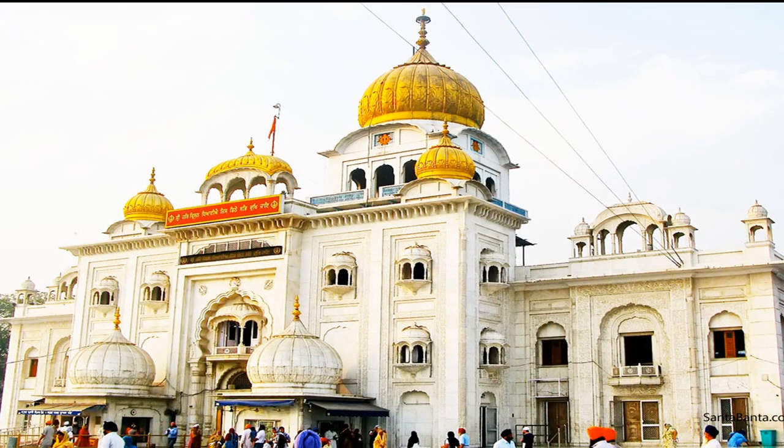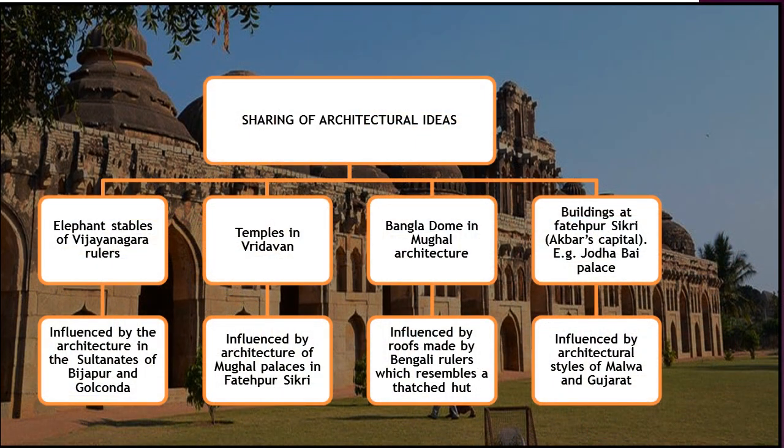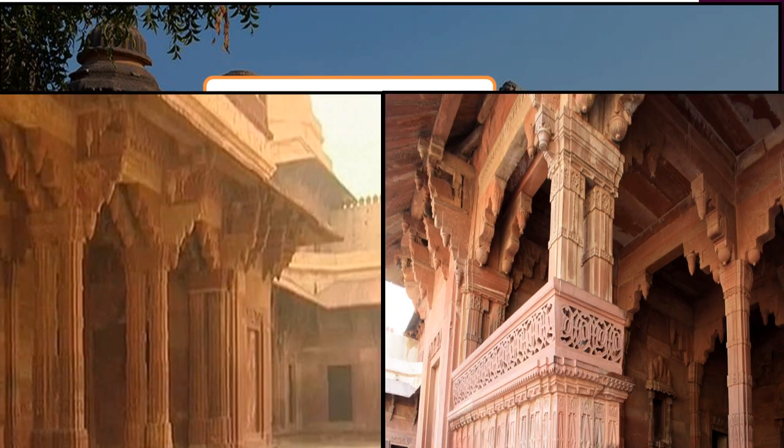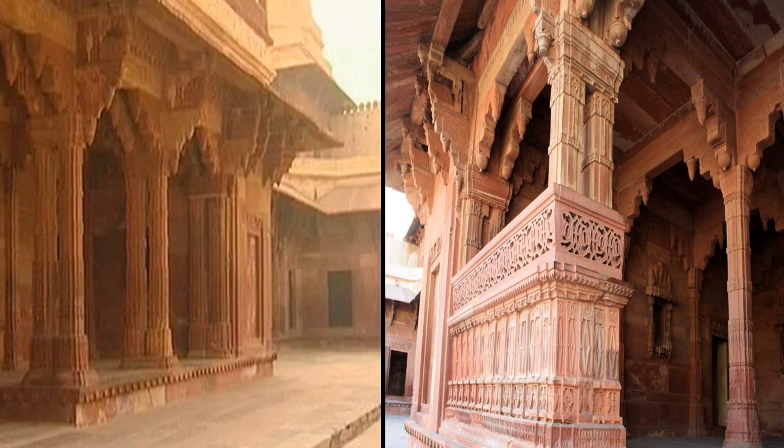You can see this picture of a Gurudwara. This also has Bangla Dome at the top. So this was used by Mughals in their architecture. Then Mughal buildings at Fatehpur Sikri, for example Jodhabai's palace, are also influenced by the styles of Malwa and Gujarat. Look at these two pictures, they are of Jodhabai's palace.